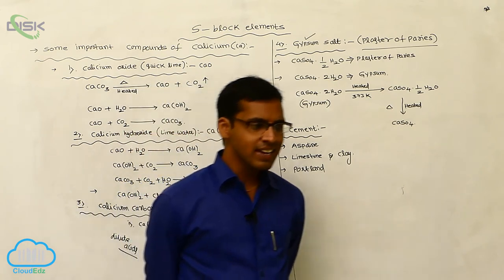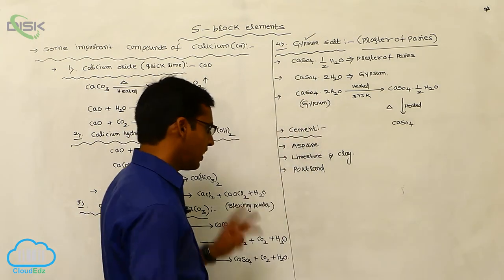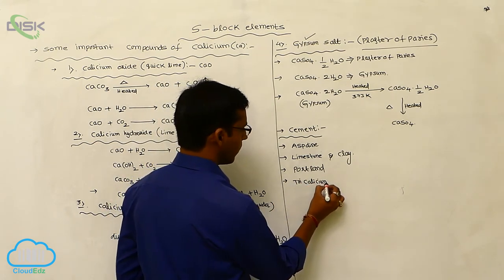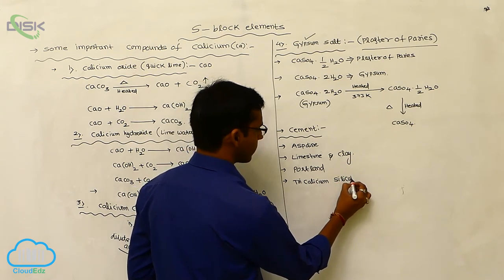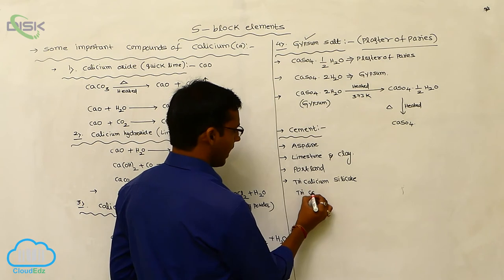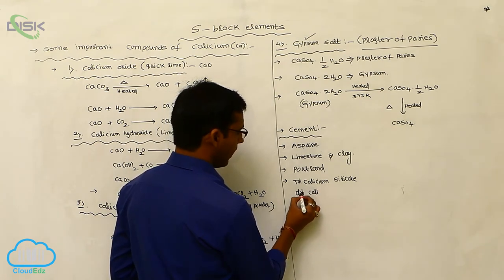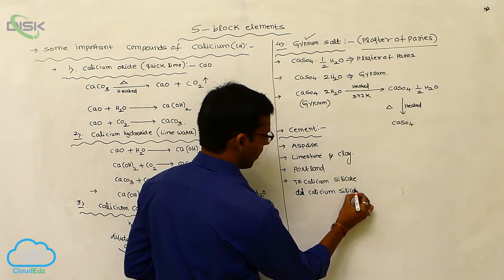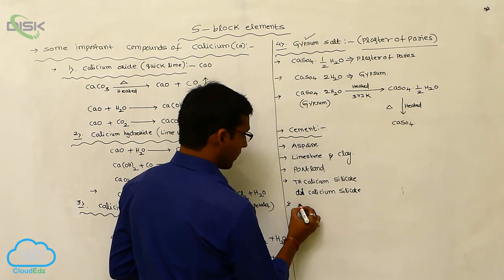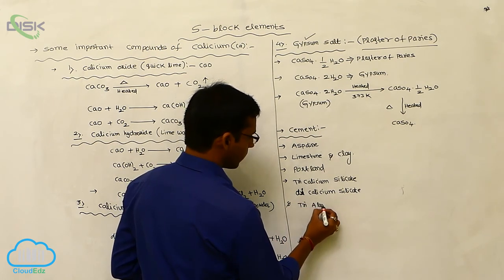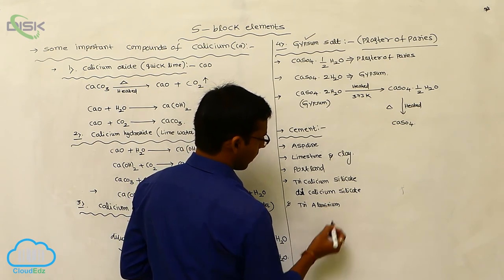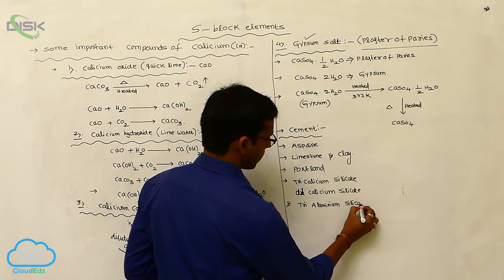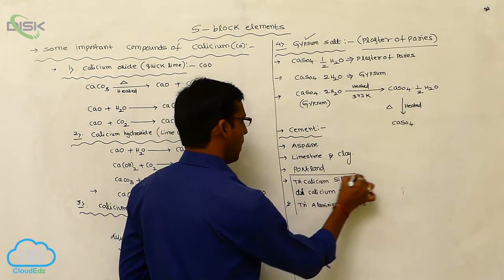Next one, the Portland cement is a mixture of three components. One is tricalcium silicate, and next one dicalcium silicate, and tri-aluminium silicate. So these are the mixtures.